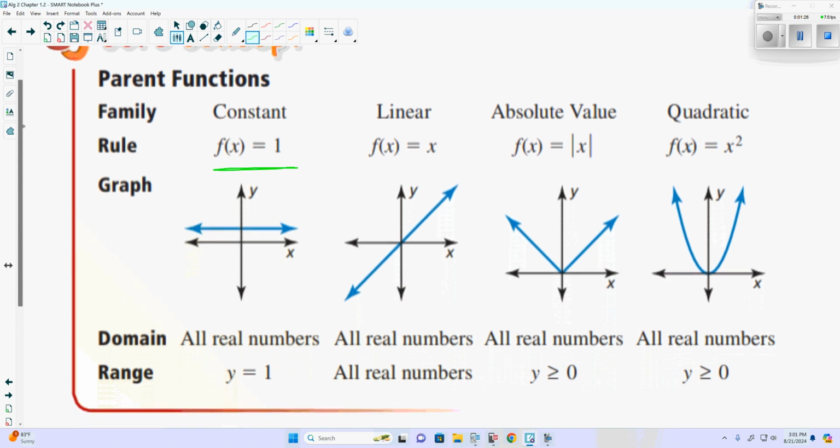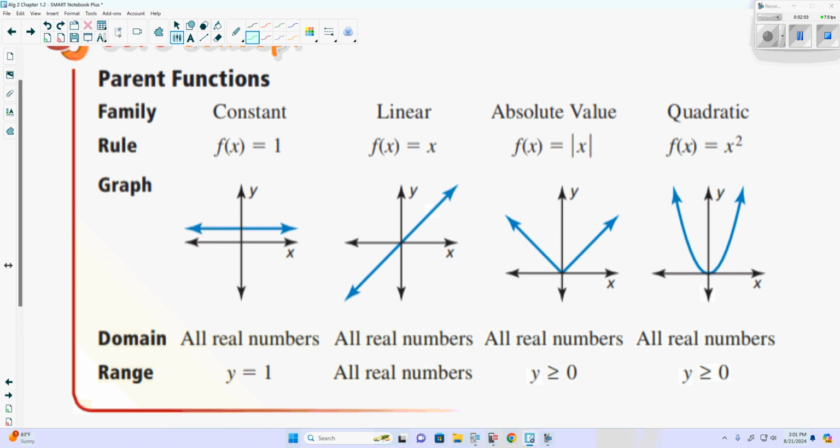Now, the other ones that we have are linear, absolute value, and quadratic. Linear is just a line. That's why we call it linear, line. Absolute value is our V shape, and it will have the absolute value bars. And our quadratic is a U-shaped graph, and we can tell that it's quadratic because of the square, the power of 2, the exponent of 2. Quadratics will always have a U-shape, absolute value will always have a V, and linear will be a line.